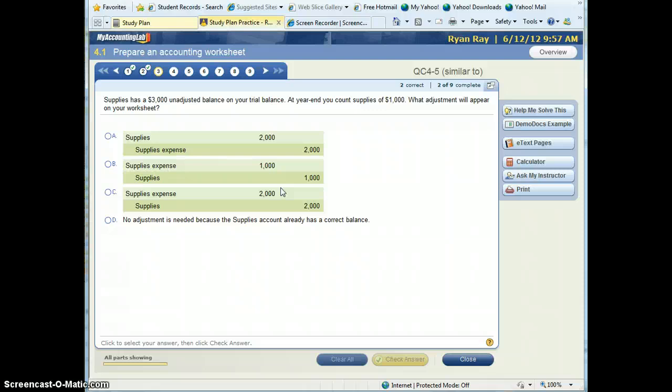Well, supplies is an asset, so to reduce it, you're going to credit it. In this case, it goes from $3,000 to $1,000, which is a $2,000 difference. So you're going to decrease the asset supplies by $2,000. And what happened to those supplies? Well, you used them up, so you're going to expense them. So the $2,000 is going to be debited to supplies expense and credited to supplies.